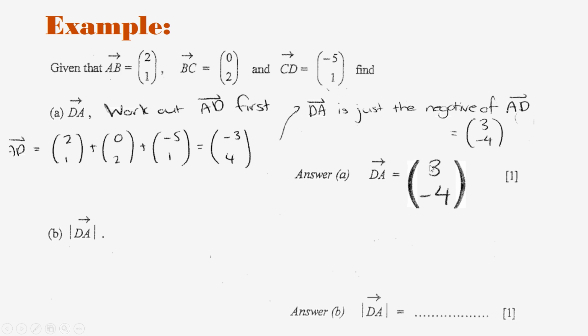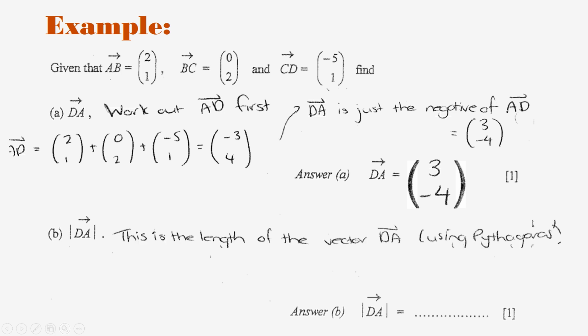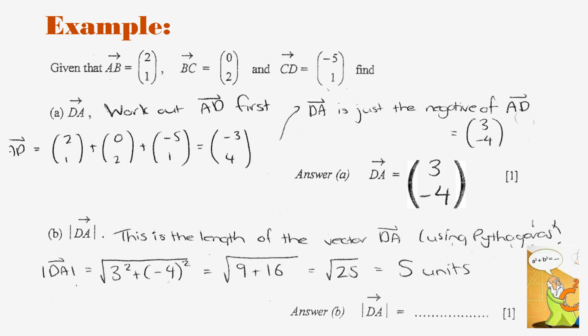So you can just use Pythagoras' theorem, go straight to working out the hypotenuse. This is the length of the vector DA using Pythagoras' theorem. So the magnitude of DA equals the square root of 3 squared plus negative 4 squared. Again, you've got to have brackets around the negative if you're squaring or cubing or anything like that. Otherwise, you get a different answer.